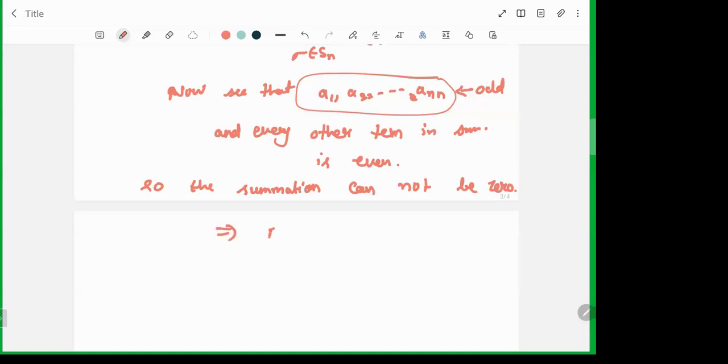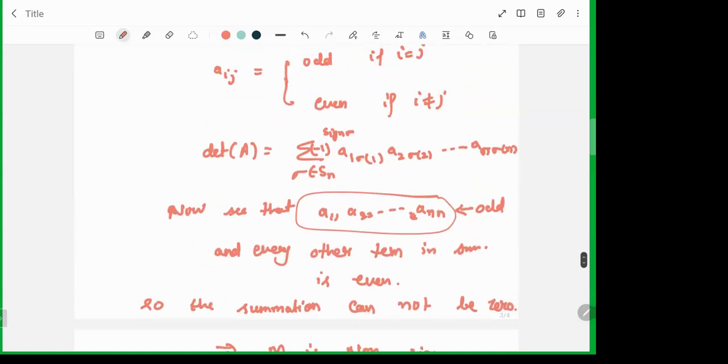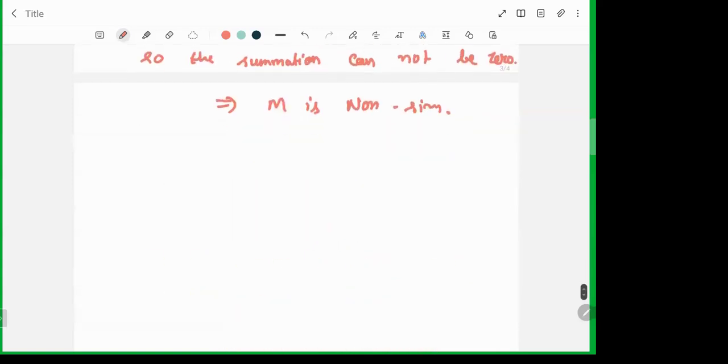This implies A is non-singular, right? Because if you take the difference of even ones, that is going to be even. So with odd, it cannot be zero. So A is non-singular. Correct. Good.